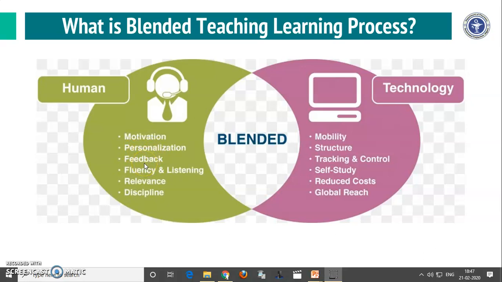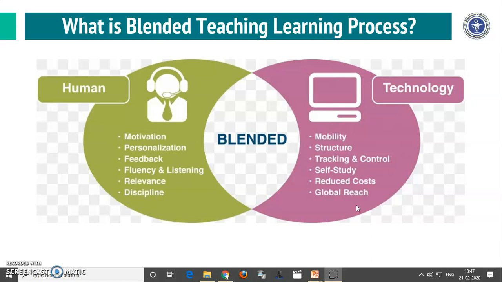Teacher can give the feedback for achieving higher learning outcomes in the students. It is a teacher who can listen to the queries of the students. The course becomes relevant because of the teachers who are teaching it, and the discipline is brought about by the teachers. Therefore, we have both advantages of face-to-face learning process as well as online learning process.